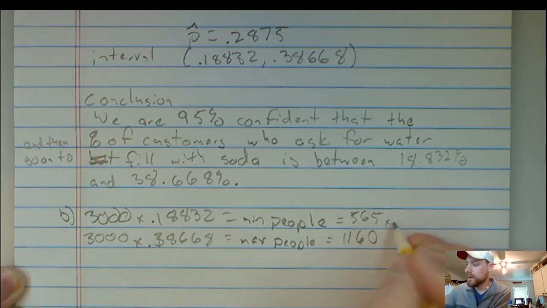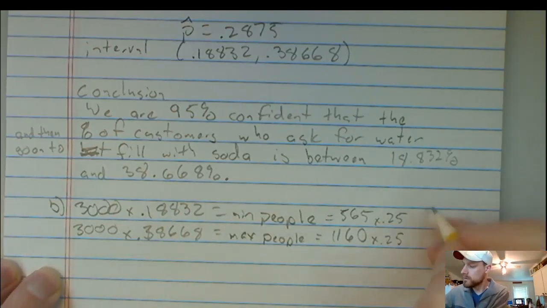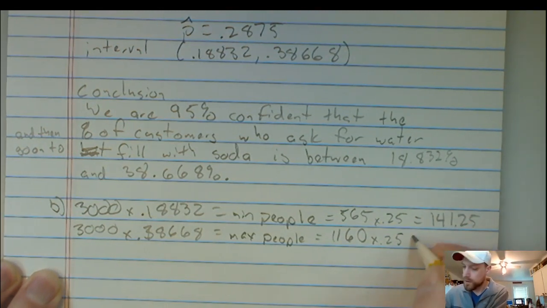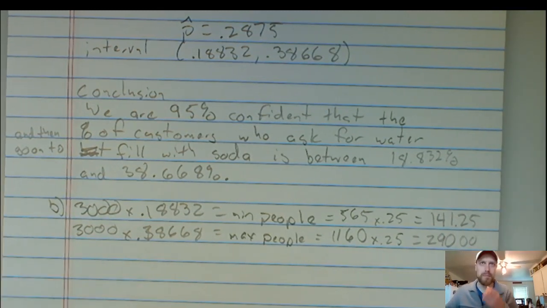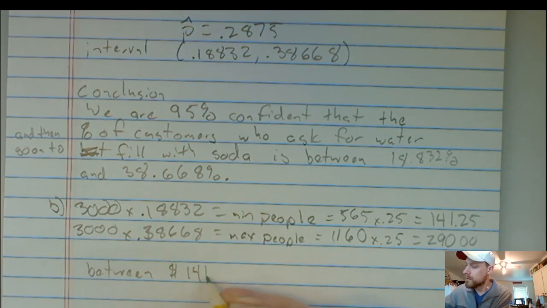So we're going to multiply these by the 25 cents per customer and get the min cost, 141.25 and 290. So in Part A to give an interval estimate, yeah, so between $141.25 and $290.